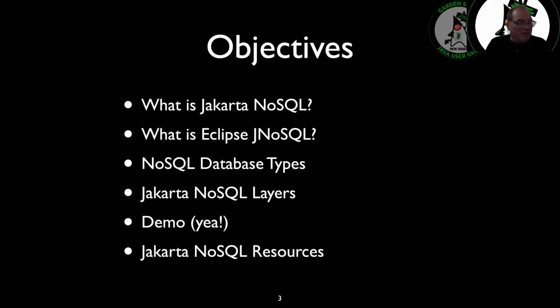So the objectives for this particular talk are: what is this Jakarta NoSQL? What is Eclipse JNoSQL? Quickly talk about the NoSQL database types and the different NoSQL layers. We'll do a demo, that's always fun. And then some resources at the end, where you can find different things and how you can contribute if you'd like to do so.